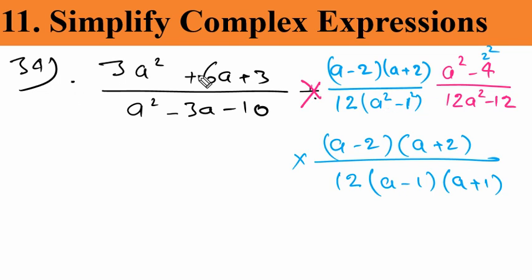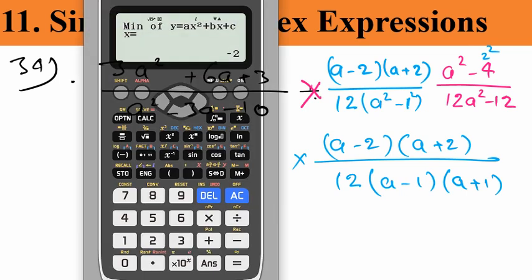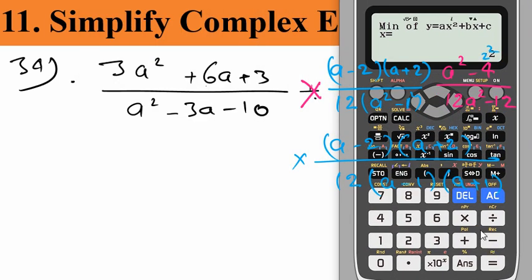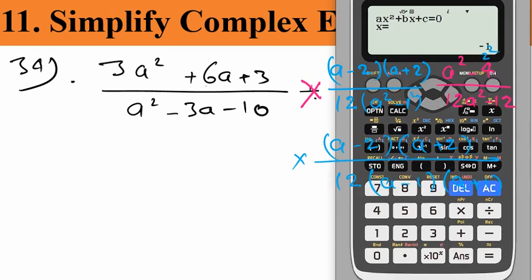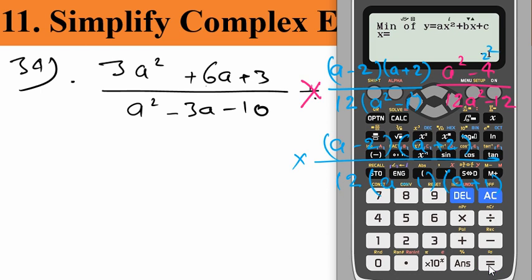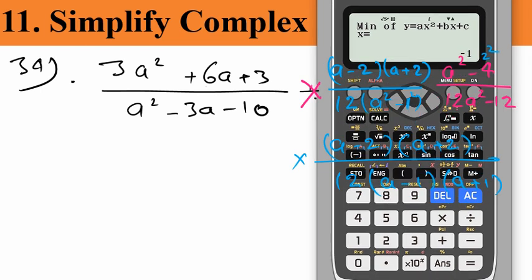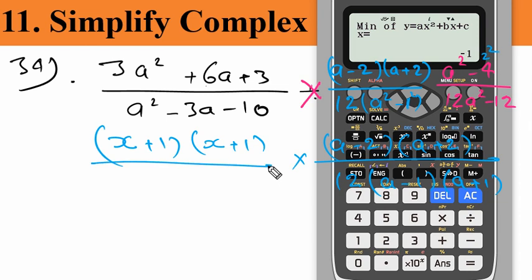Okay, now next thing is this one, and for this we have to use the calculator. So press AC. A is 3, B is 6, C is 3. So first factor is -1, and second is, okay, so it's repeated, basically -1 two times, so the factors will be x plus 1 and x plus 1 over a square minus 3a minus 10. Let's try this.